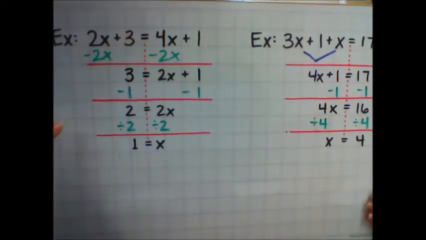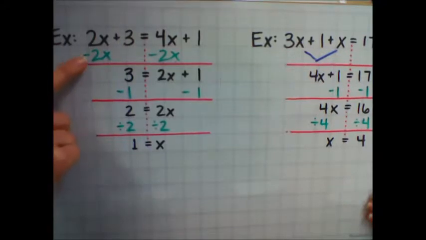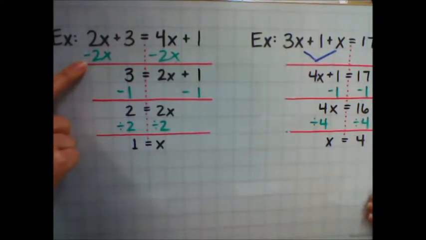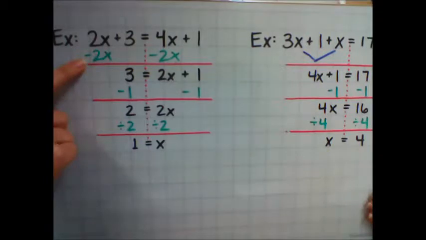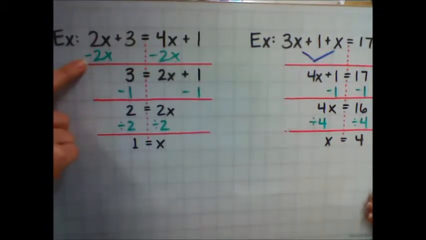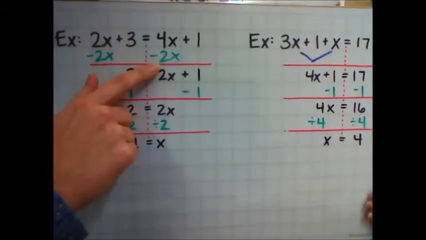I get the x's all on one side by canceling the smaller number of x's. In this case, that would be the 2x. I need to cancel 2x. So, since this is a positive 2x, I'm going to subtract 2x. What I do to one side, I must do to the other. So I subtract 2x from both sides.